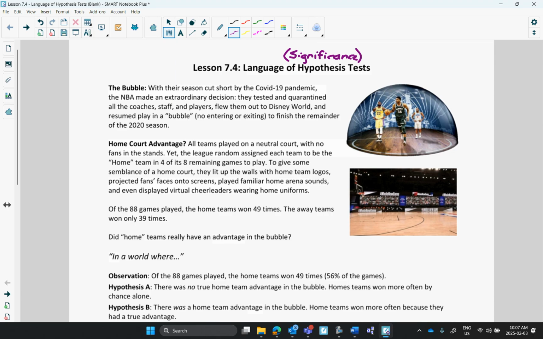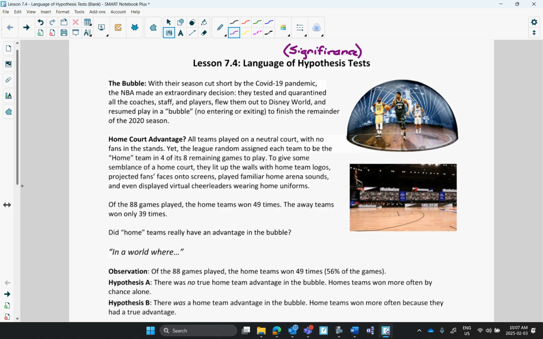So all teams played on a neutral court, with no fans in the stands, yet the league randomly assigned each team to be the home team in 4 of its 8 remaining games to play. Each team had 8 games left to play. To give some semblance of a home court, they lit up the walls with home team logos, projected fans' faces on the screens, played familiar home arena sounds, even displayed virtual cheerleaders.